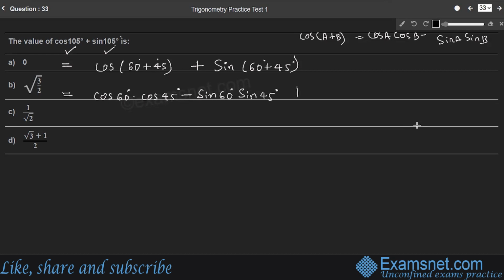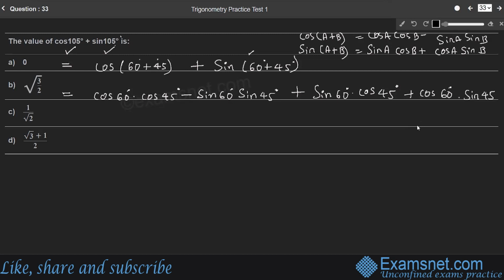Right? Plus the second term. The second term is in the form of sin(A+B). So sin(A+B) is sin A cos B plus cos A sin B. Apply the same formula. Sin A is sin 60 degree, into cos B, which is cos 45 degree, plus cos A, which is cos 60 degree, into sin B, which is sin 45 degree.